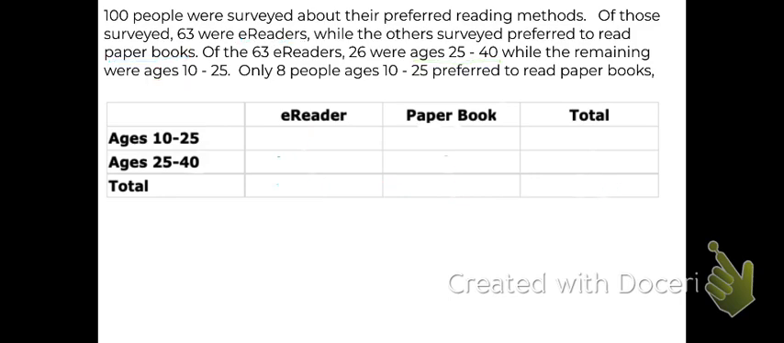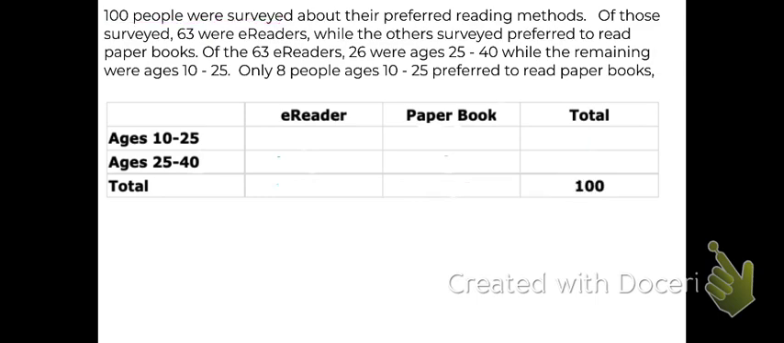So let's take this understanding of two-way frequency tables and go one sentence at a time and start filling in the numbers and figuring out what we can. So first it says 100 people were surveyed. 100 total people were surveyed. Where does that total go? It goes right here. Remember, this is the total in each of the age categories and the total if we broke it down into e-readers and paper book readers.